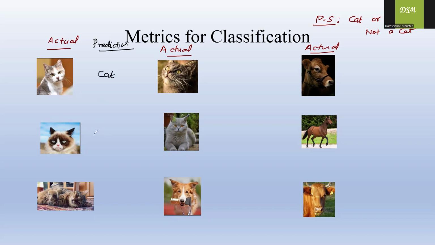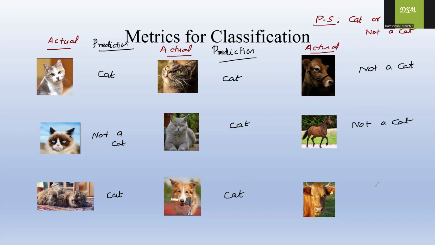Now my model is not able to predict correctly and it is predicting that it is not a cat. Here it is predicting cat. Here it is predicting cat. Here it is predicting cat. And assume that here it is predicting it as a cat, though it is a dog. Assume that my model is predicting wrongly. And here my model is predicting it as not a cat. And here again, not a cat. And here assume that it is predicting it as a cat.